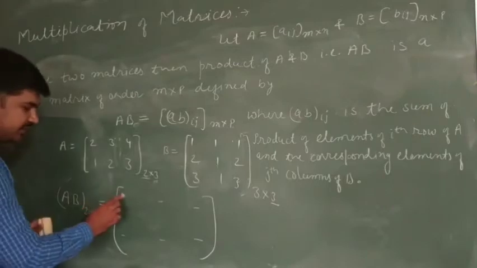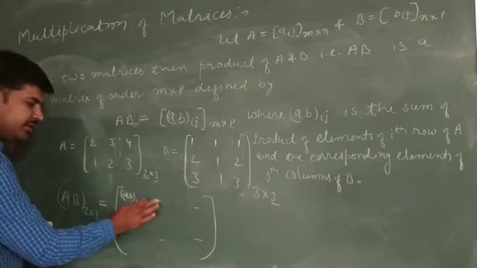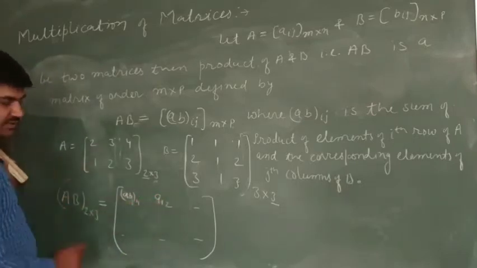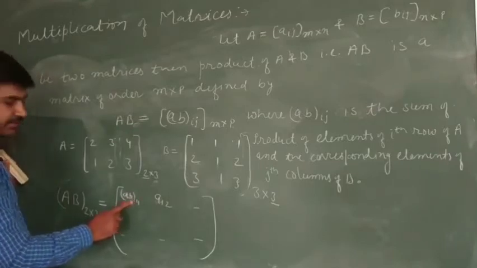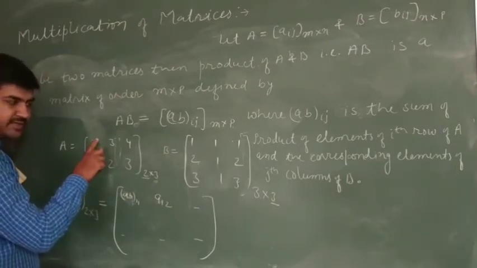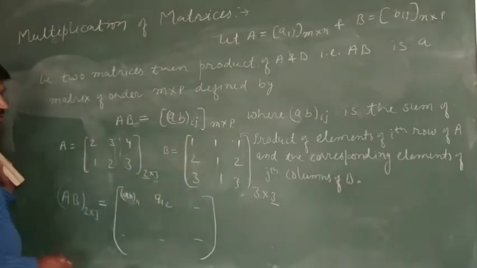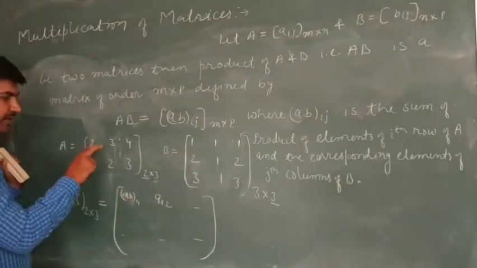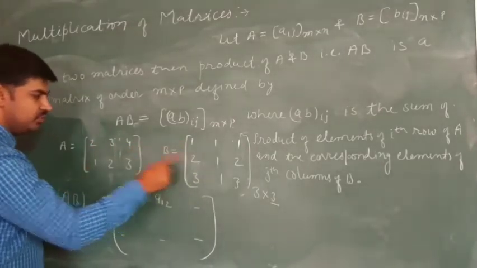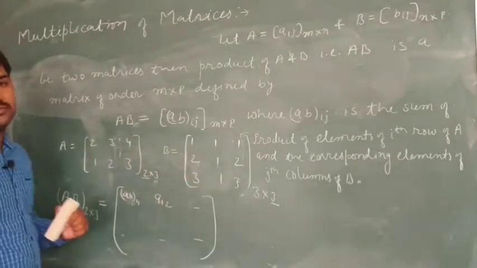See, first of all, the element AB11, and AB12. How will AB11 be obtained? AB11 is the sum of the product of the first row of this and the elements of the first column of this one. So if I multiply the corresponding elements of the first row and first column, 2 will be multiplied by 1, 3 will be multiplied by 2, and 4 will be multiplied by 3, and then all of these 3 will be added and the first element of this one will be obtained.